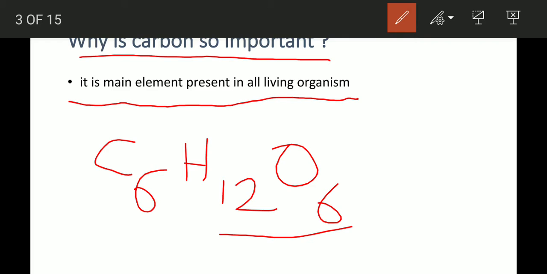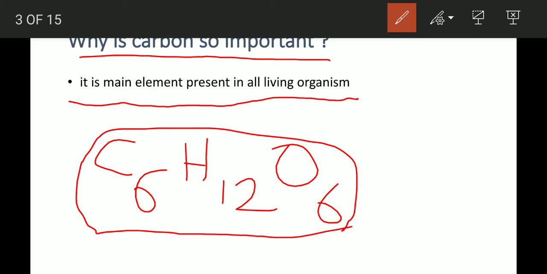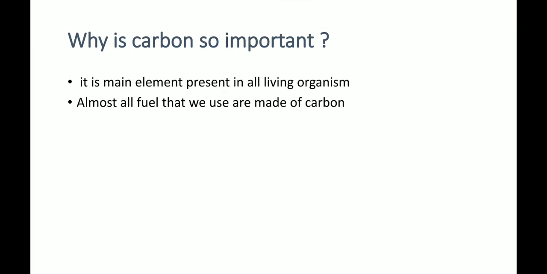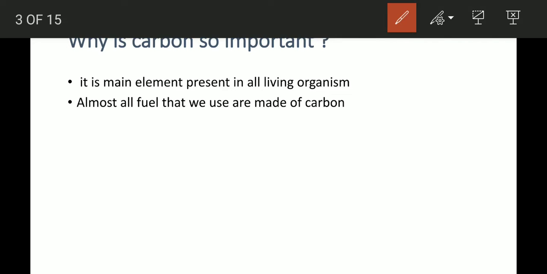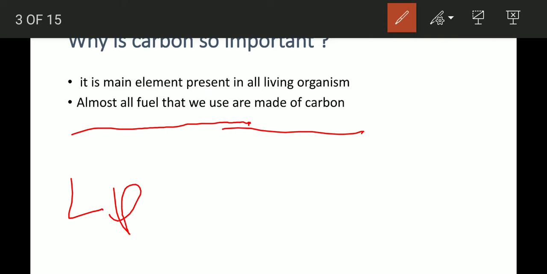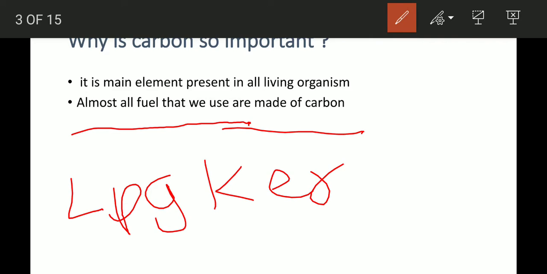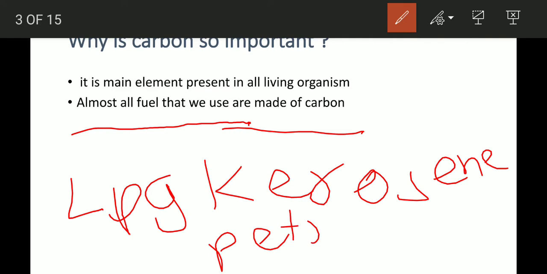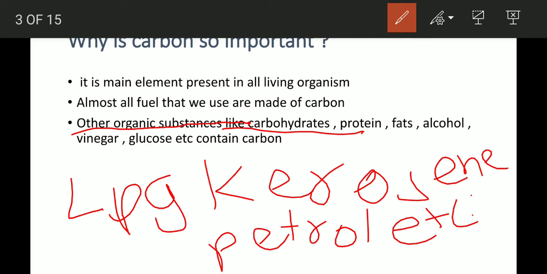See, this is its chemical formula, C6H12O6. Here C means carbon. That means some percent of carbon is there in this nutrient. That's why it is the main element present in all living organisms. Next is that almost all fuels which we use are made up of carbon, like LPG gas, kerosene, petrol, etc.